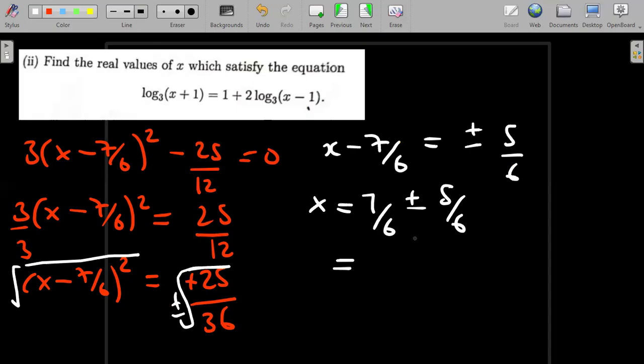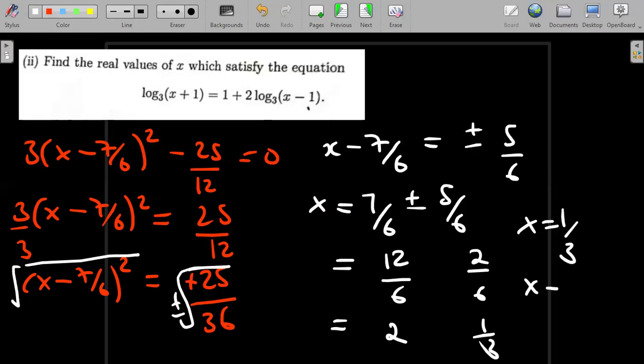So when we add the two, 7 plus 5 gives us 12 over 6. When we subtract, 7 minus 5 gives us 2 over 6. So there we'll get 2, and the other one will get 1 over 3. So the values of x are 1 over 3 and x equal to 2. So that's what you get for this question.